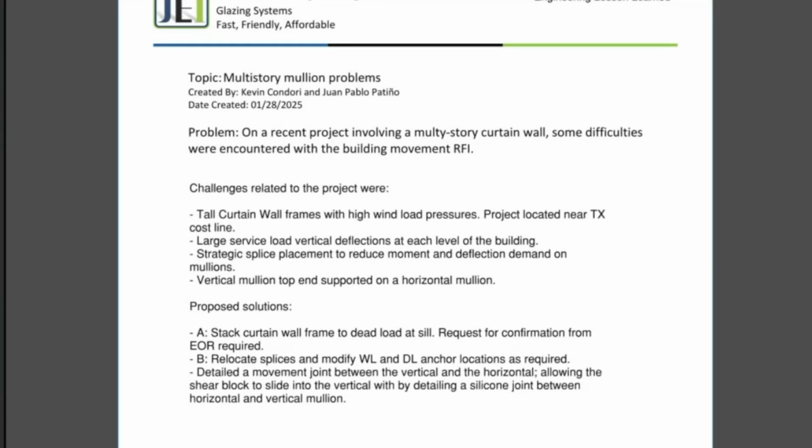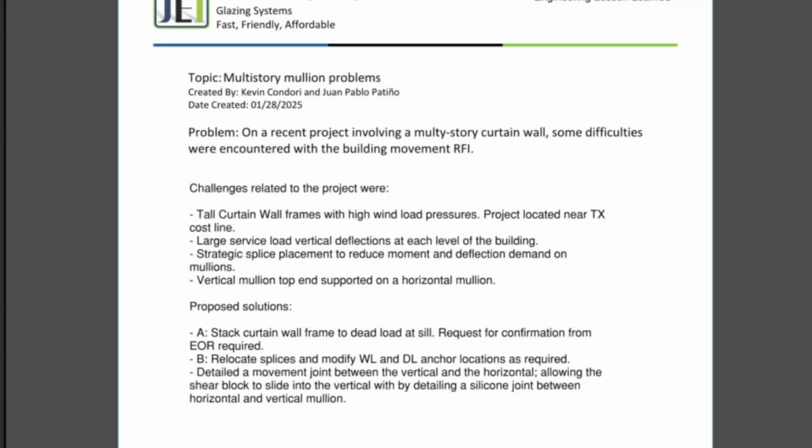We had large service loads, vertical deflections at each level of the building. We had a strategic splice placement to reduce moment and deflection demands on mullions, and vertical mullions top end supported on a horizontal mullion. Some solutions that were provided in this project are: Option A, stack the curtain wall frame to dead load at the slab. Request information from the EOR was required. Option B, relocate the splices and modify the wind load and dead load anchors as required.